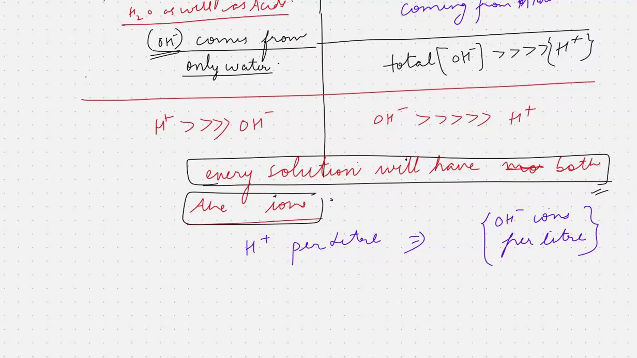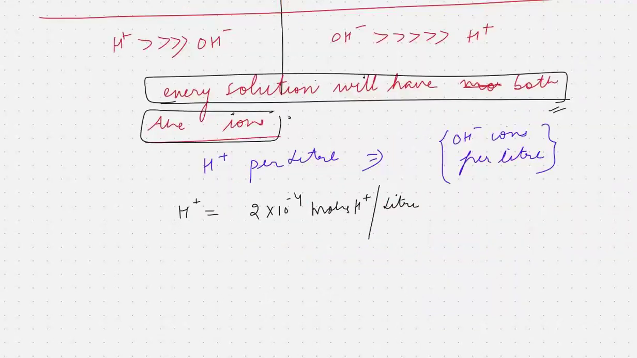If you have a 1 liter solution of the acid plus water that ends up to be 1 liter, how much H plus ions do we have? Let's suppose I say the H plus ions we have is 2 into 10 raised to power minus 4 moles of H plus per liter. Am I right? If let's say we have this, then what do you think we are going to understand? Tell me.